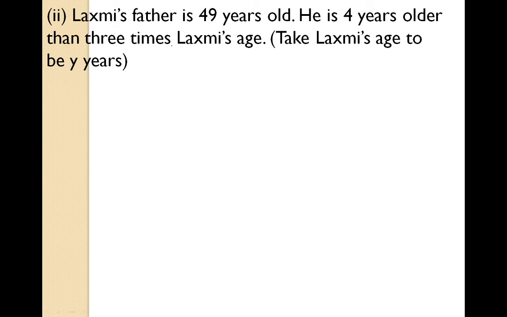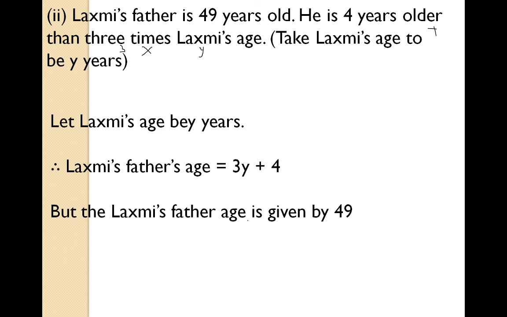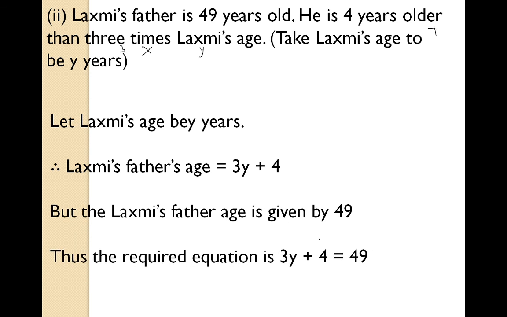The second, Lakshmi's father is 49 years old. He is 4 years older than 3 times Lakshmi's age. Take Lakshmi's age to be Y years. So let Lakshmi's age be Y years. Lakshmi's father's age is 4 years older, that means more. So we have to do here addition. 3 times, that means 3 multiply, and Lakshmi's age is Y. So 3 multiplied by Y is 3Y and plus 4. Look at here, Lakshmi's father's age is 3Y plus 4. But Lakshmi's father's age is given as 49. So my equation will be 3Y plus 4 is equal to 49.